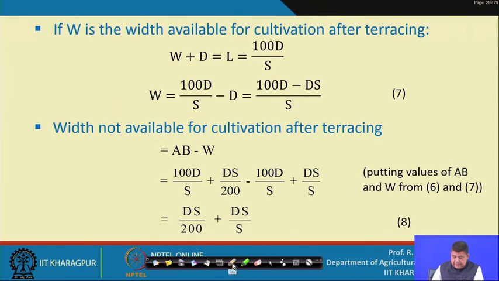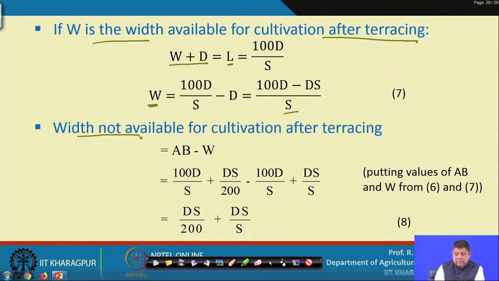And then we know that W is the width available for cultivation after terracing. So, the total width is W plus D, which is equal to L or 100 D by S. W from here is 100 D by S minus D, D we are taking on this side, and then we are just simply writing this. So, the width which is not available for cultivation is AB, which was the original width, minus W, which is the width available for cultivation.